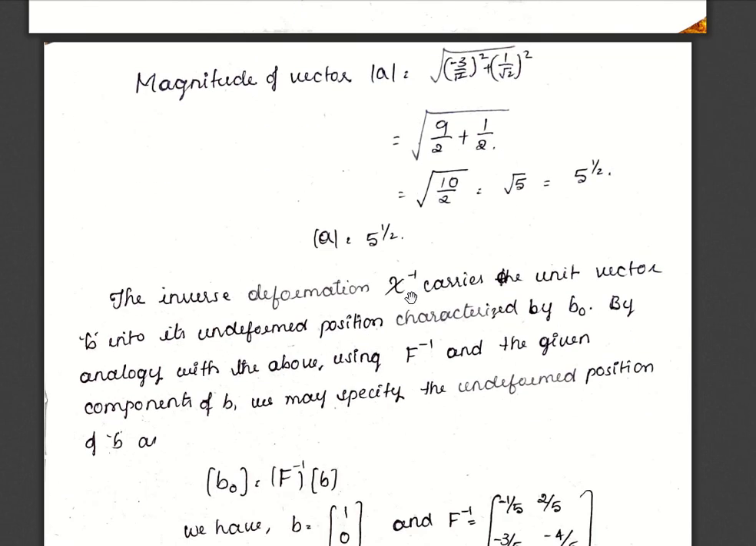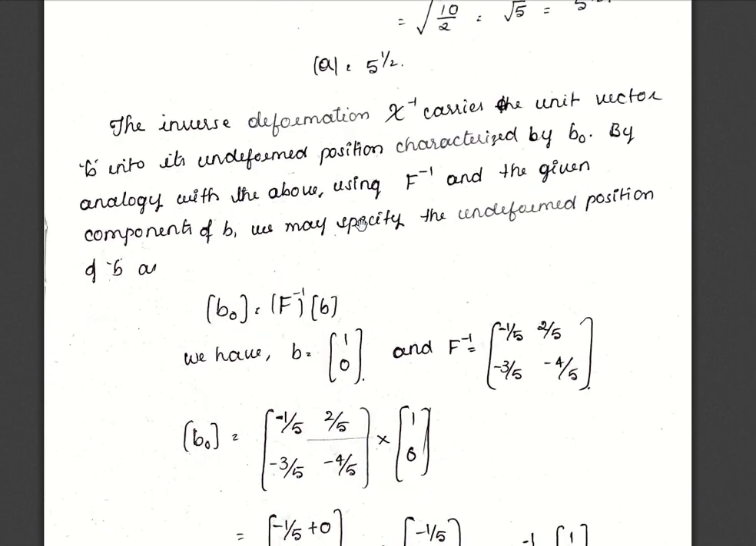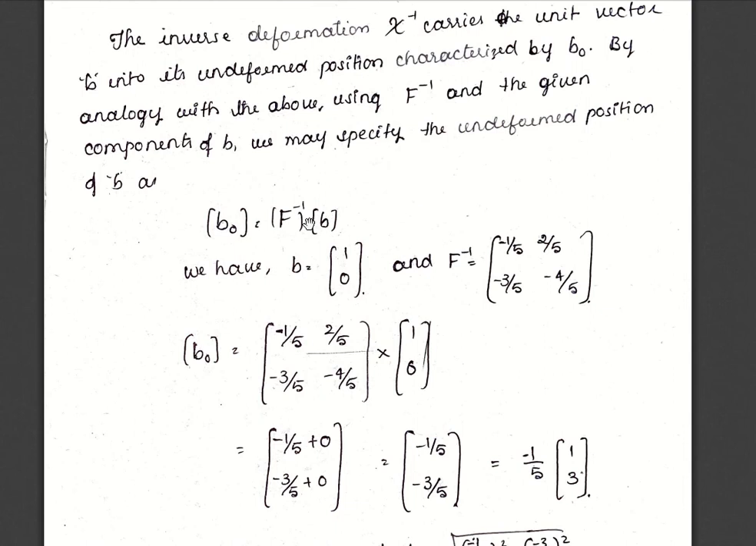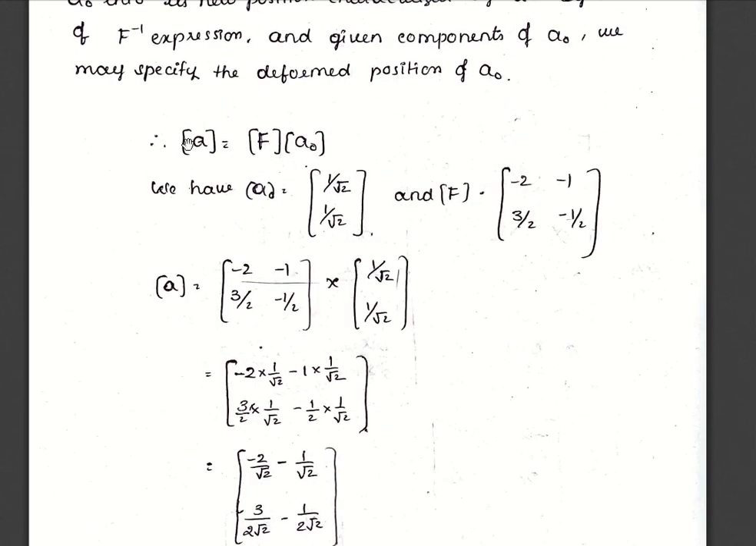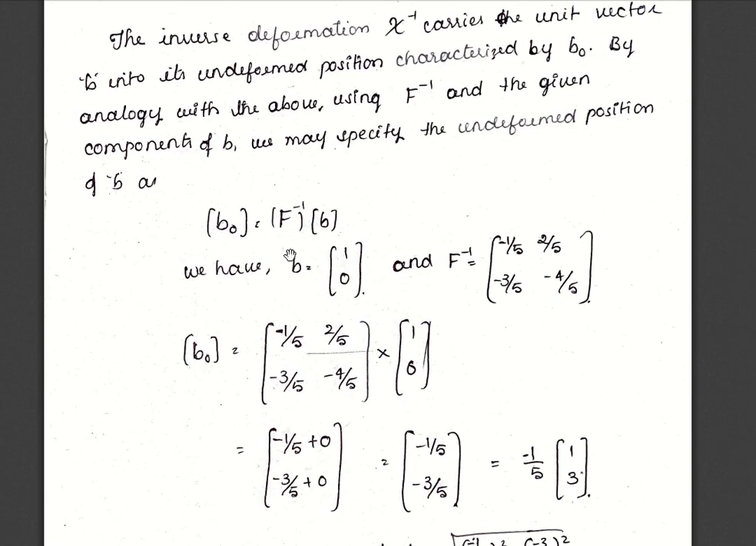The inverse of the deformation, chi inverse, carries the unit vector b into the undeformed position, so it is pulling back, characterized by b naught. After pulling back into the material configuration, b will be expressed by b naught. By analogy with the above, using F inverse and the given components of b, we may specify the undeformed position of b. So b naught can be expressed as F inverse b. Whereas a is equal to F into a naught, here b naught is F inverse b, so that is pulling back. We already have the F inverse value and the given matrix b is 1 comma 0.